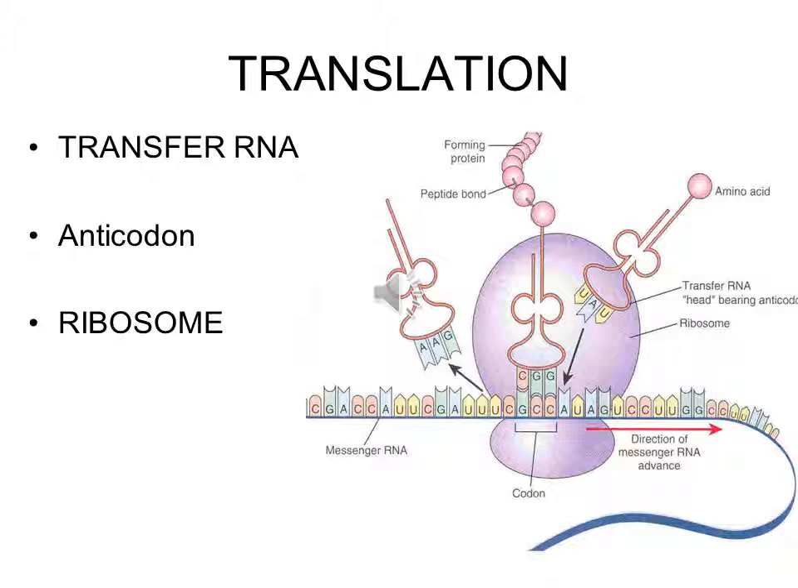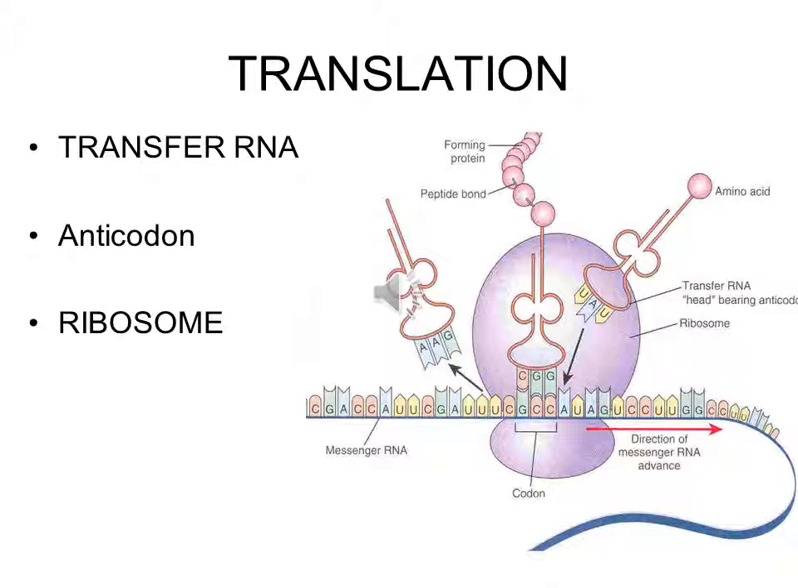Translation takes place at the ribosome, and what happens is the ribosome passes along the strand of messenger RNA, reading it and reading the sequence of amino acids that need to be taken into place. This process also involves transfer RNA.